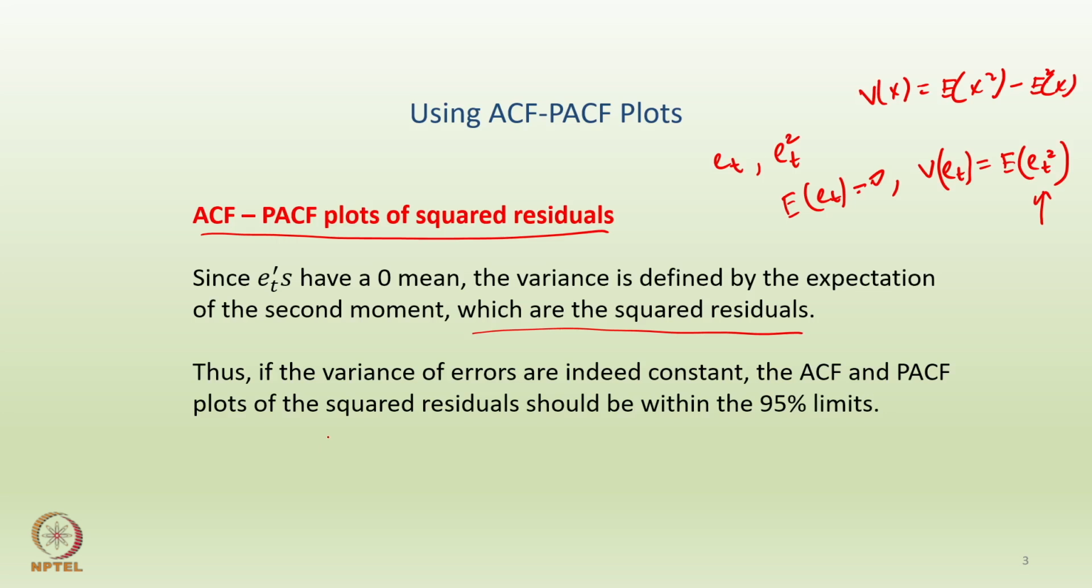So if the variance happens to be constant, then you should see something like this. Let's say these are the 95% bands. Apart from the first correlation, basically all the further correlations should be within the band.